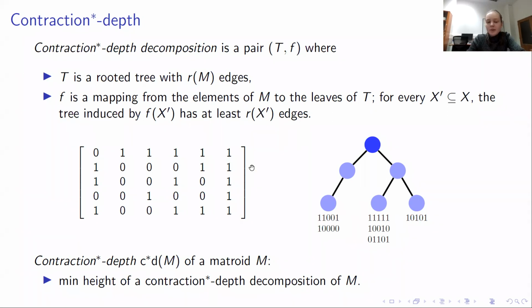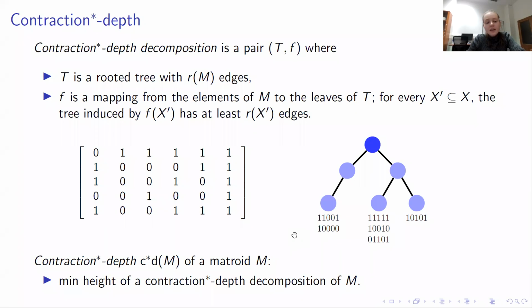For example, I have this binary matroid. Its rank is 5. So here's an example of a contraction star decomposition. It needs to have 5 edges in total. And if I look at this leaf, then the rank of the set of these elements is 2. So it needs to hold for this path from the leaf to the root that there are at least 2 edges.